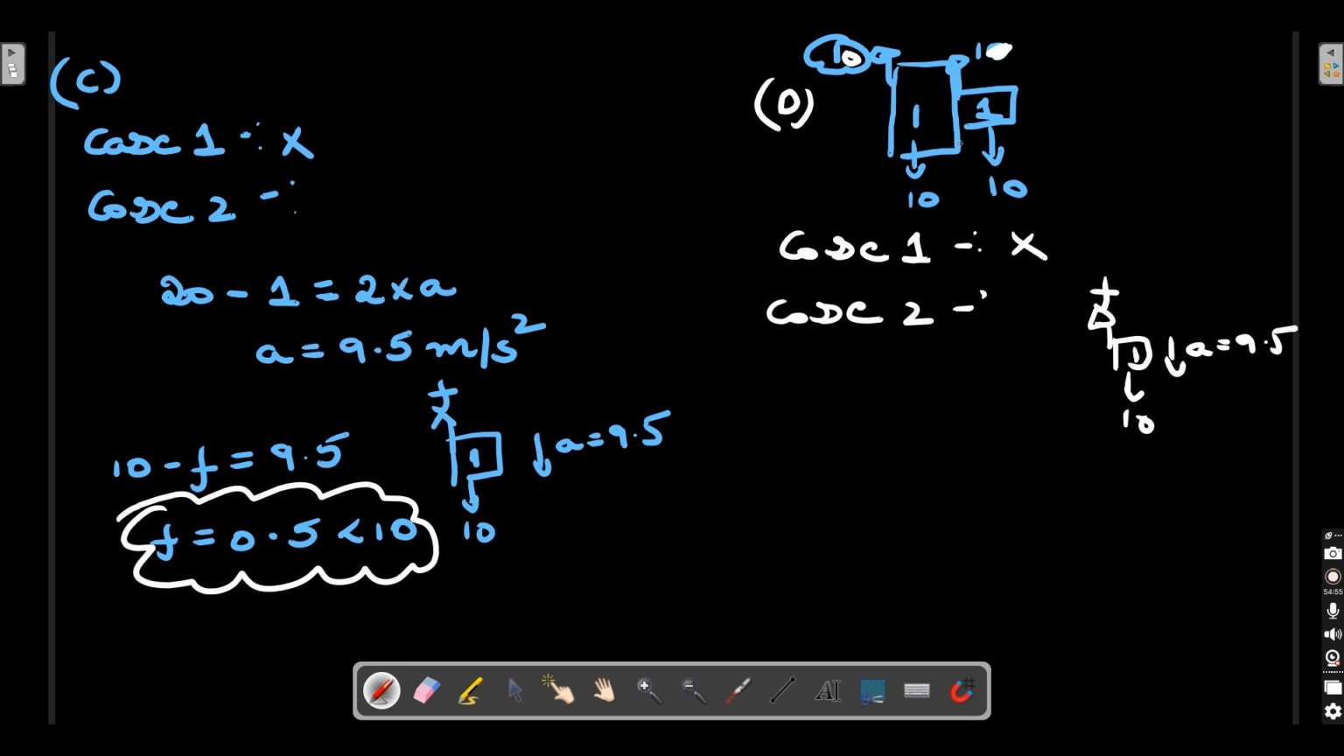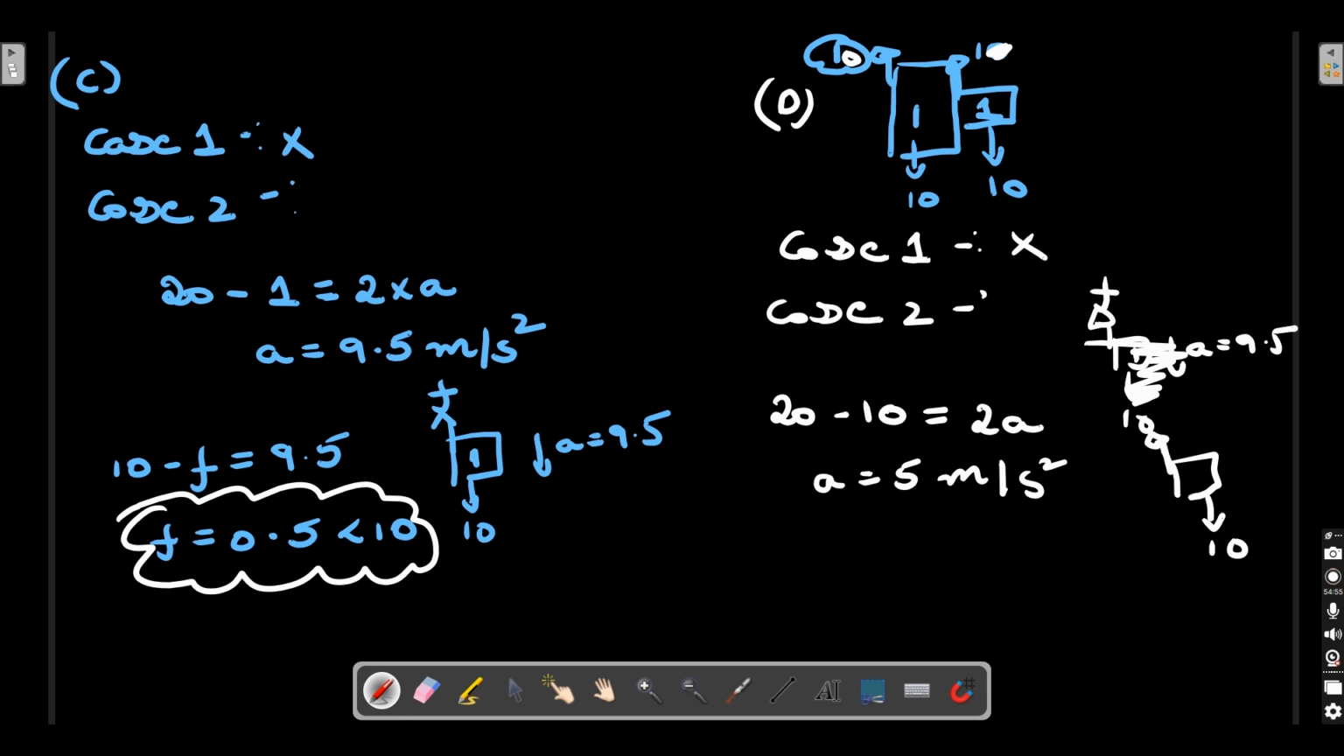First of all, there is a change again. Let's solve case 2 again. So 10, 10, 20 minus 10 is equal to 2 into A. Because here it's 10, not 1. We got 9.5 and the friction force is 1 over here. So A is equal to 5 meter per second square. Now let's verify it. So for this particular block, this is 10 downward. Here you need to find friction over here. And then acceleration is again 5, right? So how can I find? 10 minus F is equal to 1 into 5. So F is equal to 5, which is greater than 1. So this particular condition fails.